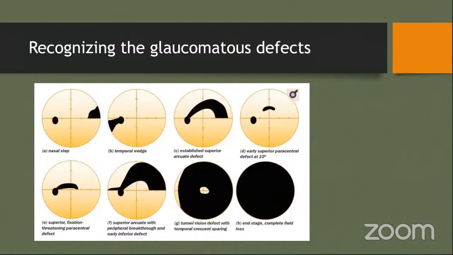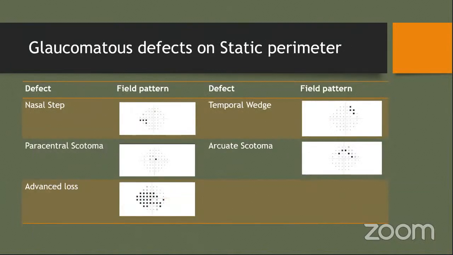Then once we get these pattern deviation maps, we have to recognize what kind of glaucomatous defect is there. Before discussing the artifacts which pose difficulty in recognizing glaucomatous defects, let's look at the various patterns of defects which are common in glaucoma. Here on your screen are the classical patterns which were defined for kinetic perimetry, and they appear somewhat in this way on the static perimeter.